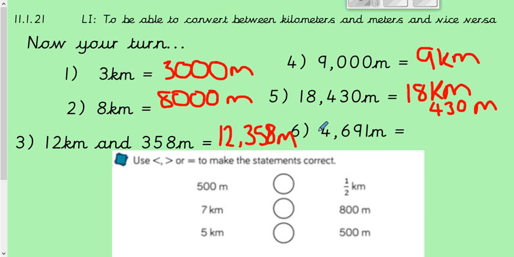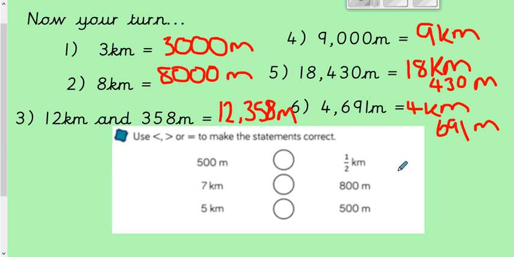Similar to this one, so you have 4,000, so that's 4 kilometers, and then 691 meters. Okay, sorry, that's not so neat. I do apologise, but it's the best I can do, I'm afraid. So hopefully you got those correct. If you didn't, maybe pause the video and just rewind it, and then just go through it again, just so you do get that secure understanding of how to convert them.